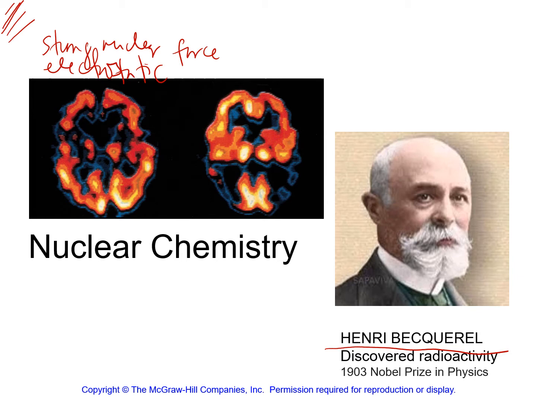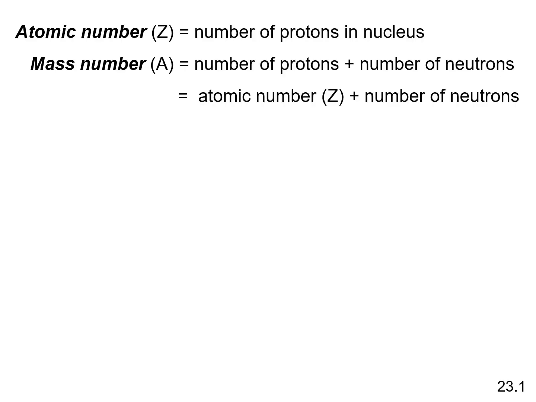So let's have a quick review first on the description of our nucleus. So our atom in general is actually identified with two numbers. There is the atomic number, the Z, and then the mass number, the A. When we say the atomic number, this refers to the number of protons in the nucleus, and the mass number refers to the number of protons and the neutrons in the nucleus.